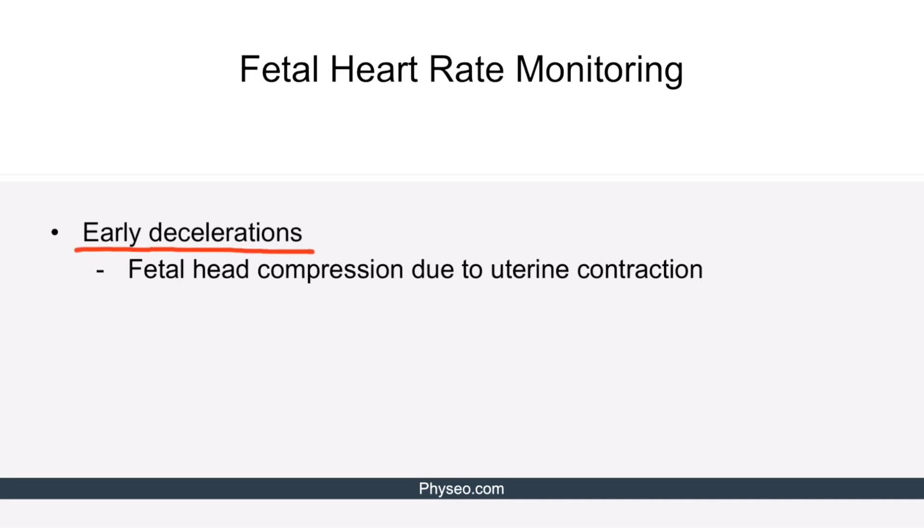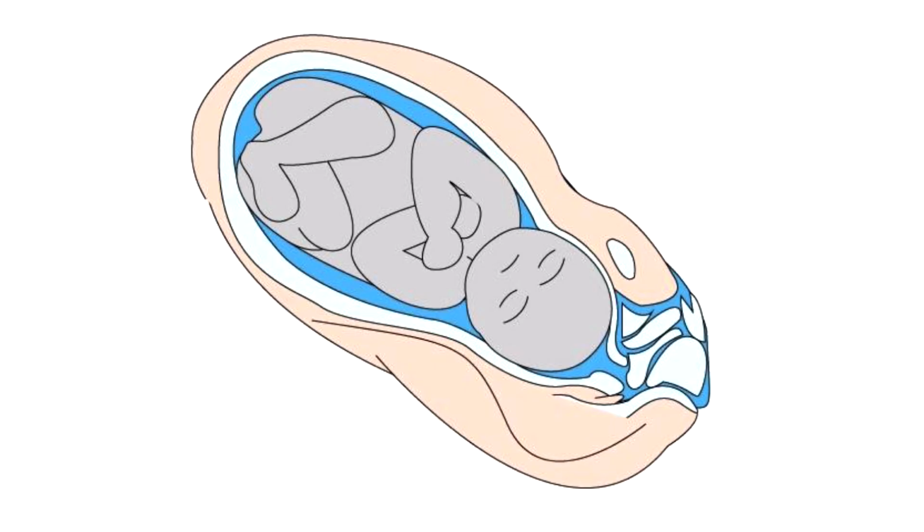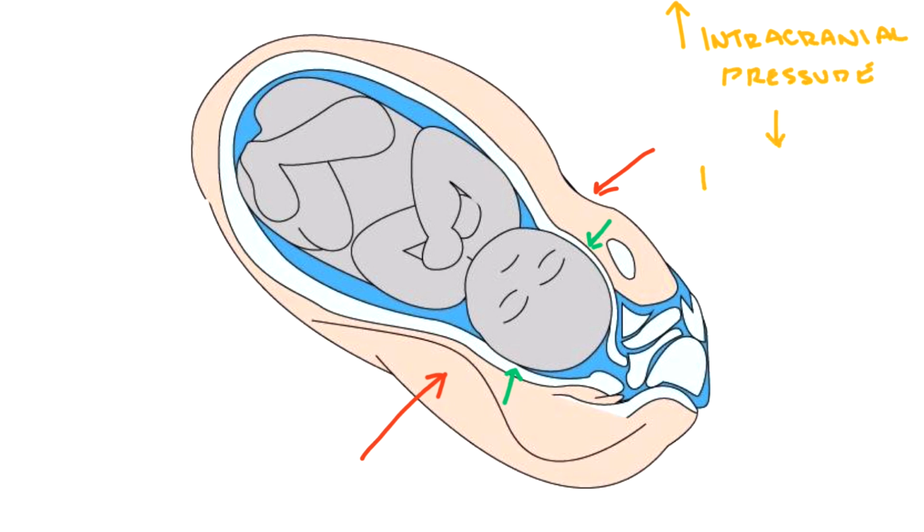These are usually caused by fetal head compression due to uterine contractions. Let's discuss the pathophysiology on the next slide with the help of an image. Uterine contractions can result in fetal head compression, and this raises the intracranial pressure of the fetus, which in turn increases the vagal tone. Increased vagal tone decreases the fetal heart rate.